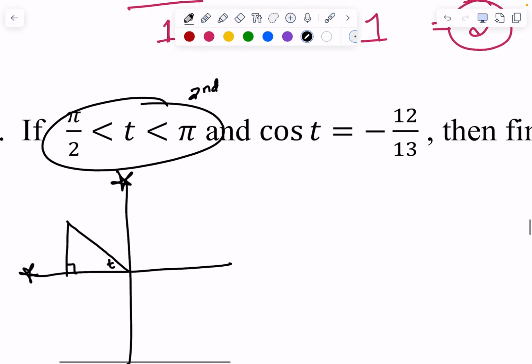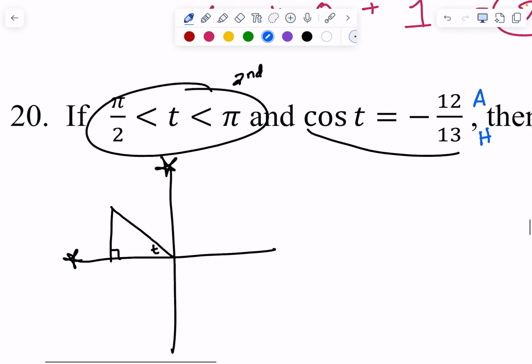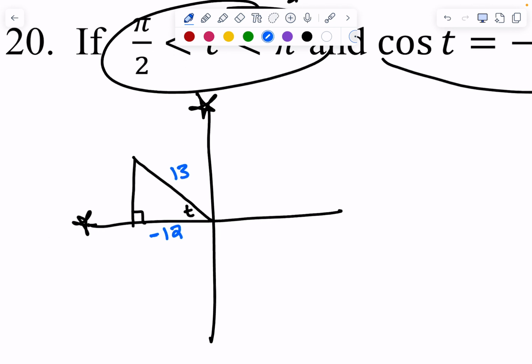Okay, all right, then they give me this piece of information. Cosine is negative 12 over 13. How does that help me? Cosine is adjacent over hypotenuse. So the adjacent side is 12. Which one's the adjacent side? The bottom is 12. The hypotenuse is 13. Which one is negative? 12. Okay, what's the other one? Oh, man. You know this. 12, 13.